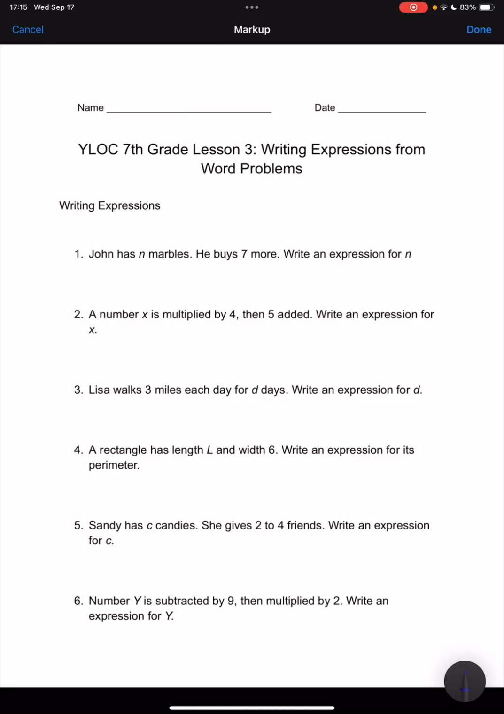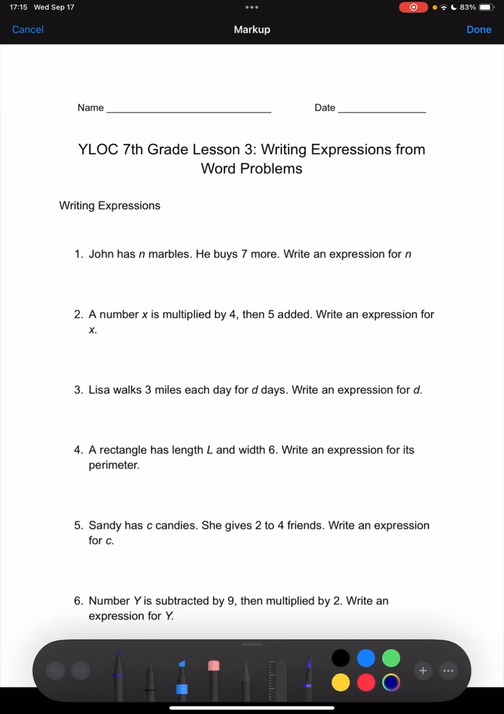Hi guys, welcome to lesson 3 of the 7th grade worksheet, and today we're going to be writing expressions from word problems. Let's look at question number 1.